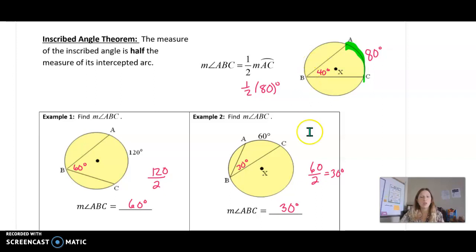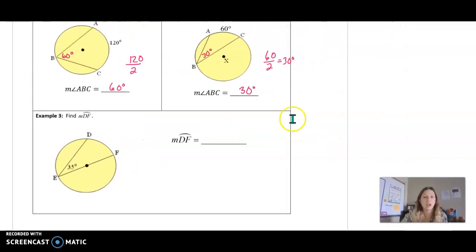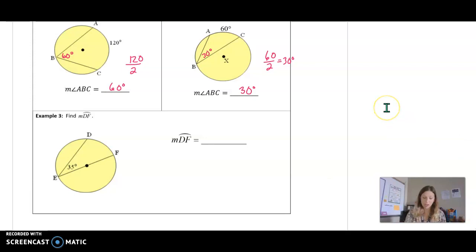Now, what happens if it's the reverse? This time, instead of doing like we did in the last ones where we took half because we were given the arc, this time we're given the angle. Think about what the opposite of taking half is. You're doubling. The opposite of dividing by 2 would be to multiply by 2. So if my angle is 35 degrees, instead of dividing by 2, I am multiplying it by 2. So the arc is 70 degrees. Arc DF is 70 degrees.